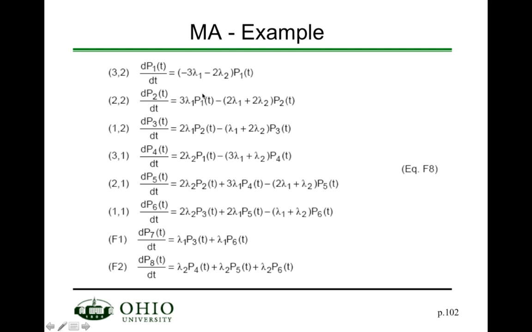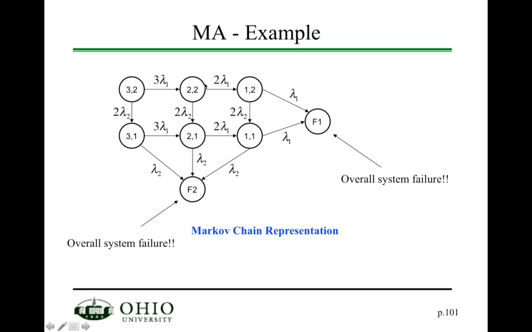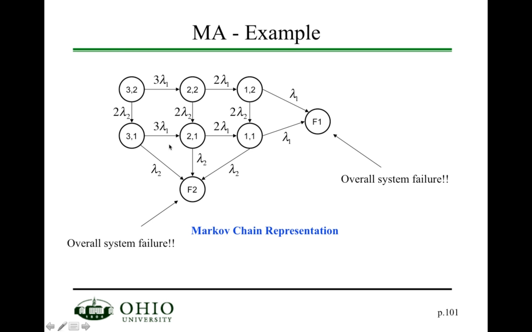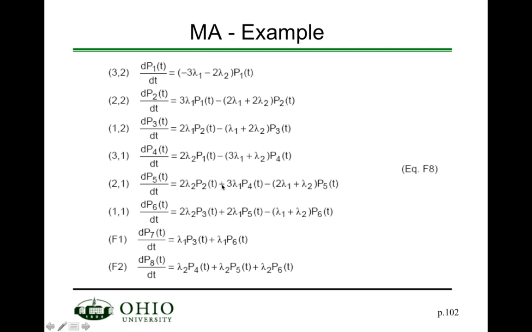So he calls those state 1, 2, 3, 4, 5. So that means 2, 2 would be P2. He refers to that as P2, and you can see that in his diagram right there. So what you see is 2 lambda 2 times P2. But you also see that there's another incoming arrow from 3, 1. So that means that's 3 lambda 1, so that's plus 3 lambda 1 times P4, which is 3, 1.